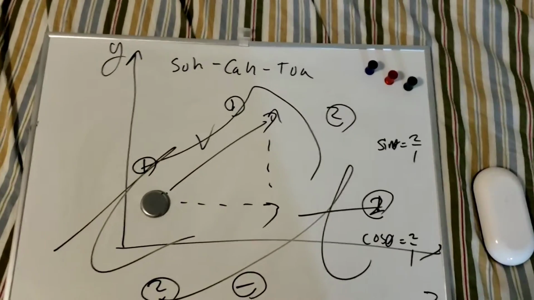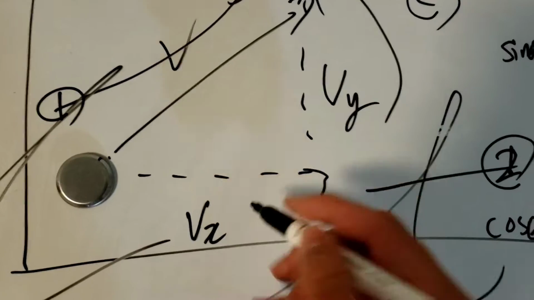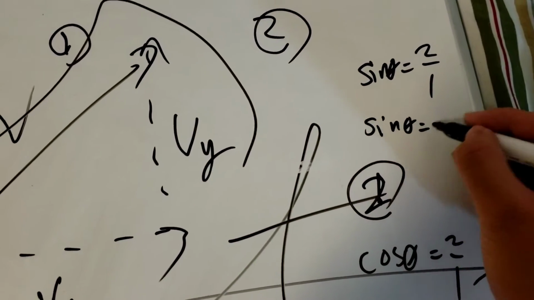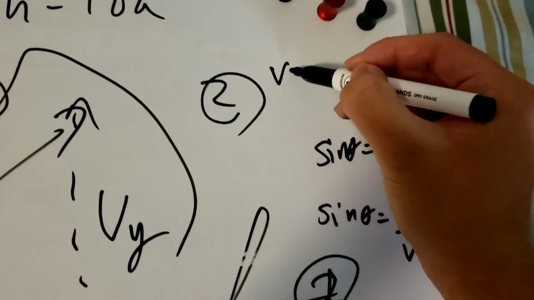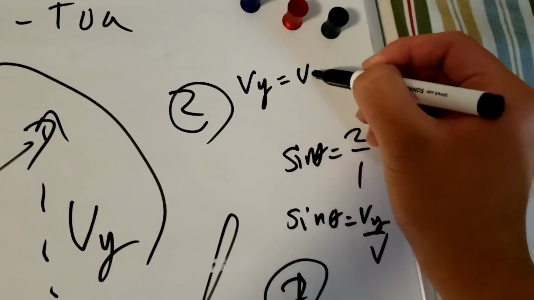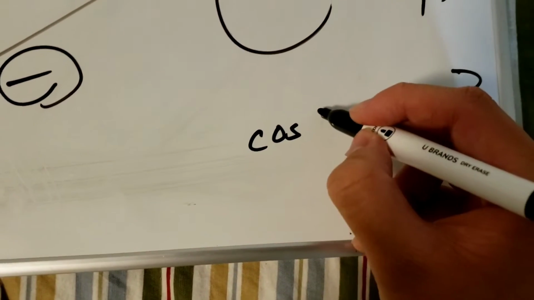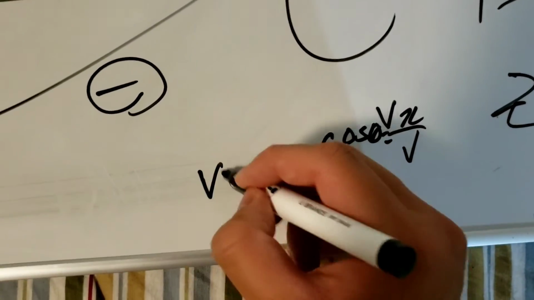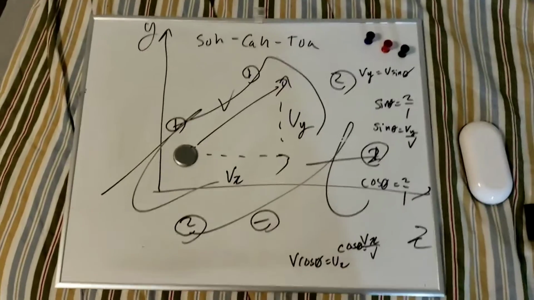Next thing I do is plug in the variables, so this is going to be Vy, Vx, that's a component. Now you just have to say sine of theta equals Vy divided by V, which means Vy equals V sine theta. And the same goes over here, cosine of theta equals Vx divided by V, and then you just do V cosine theta equals Vx. So that's how I memorize it.